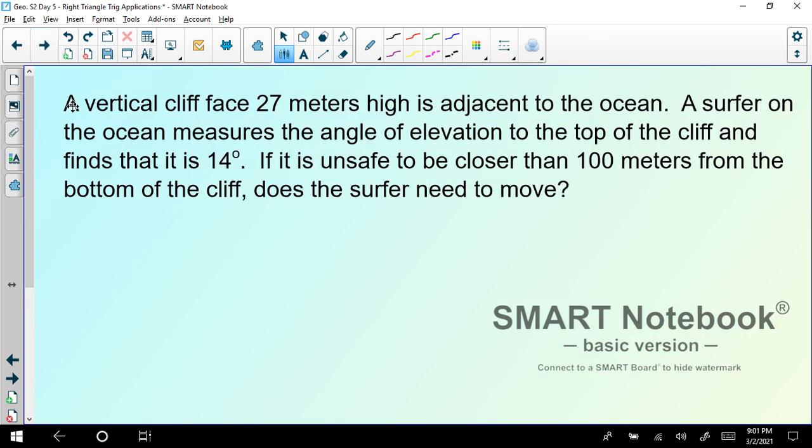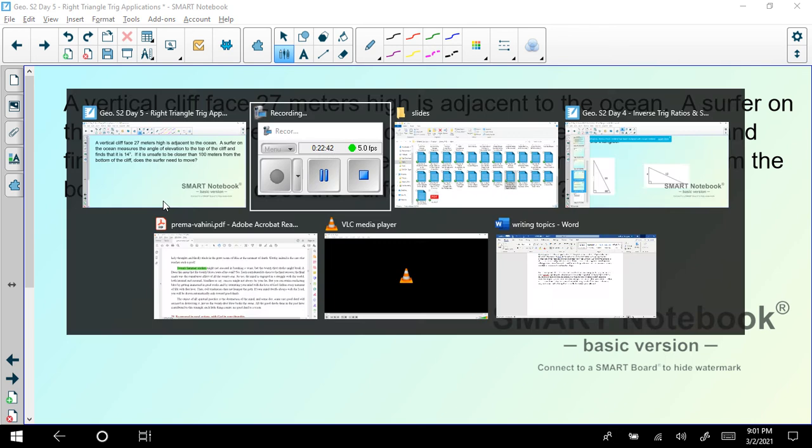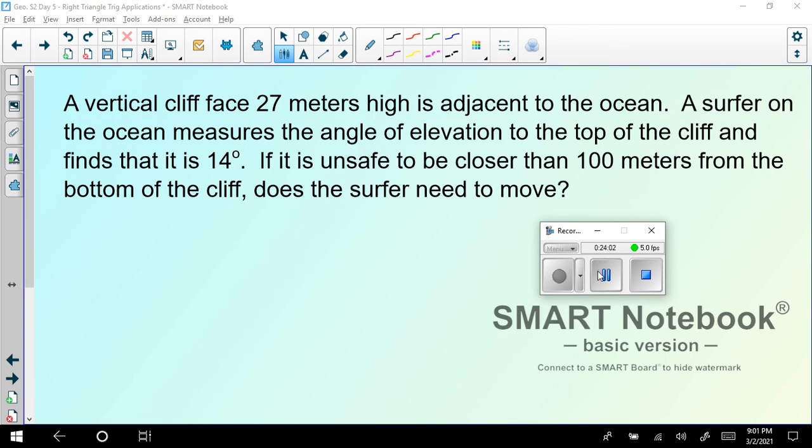You all can try this once again. I'll give you 30 seconds and then we will go over the solution. A vertical cliff face 27 meters high is adjacent to the ocean. A surfer on the ocean measures the angle of elevation to the top of the cliff and finds that it is 14 degrees. If it is unsafe to be closer than 100 meters from the bottom of the cliff, does the surfer need to move? So we need to find out this particular distance.